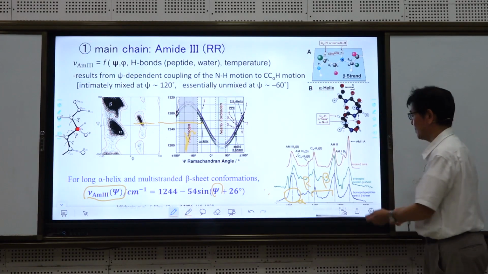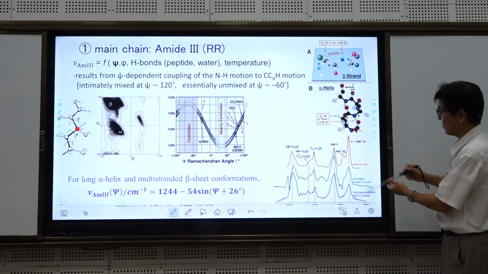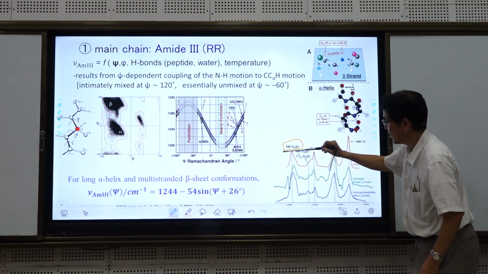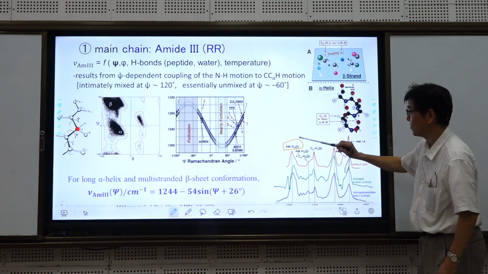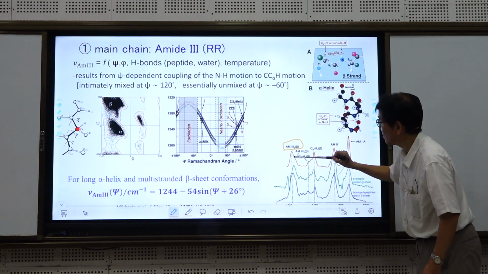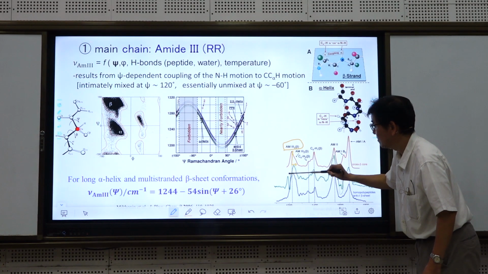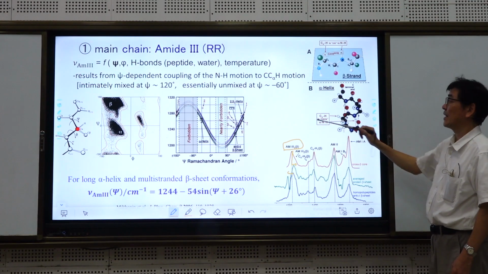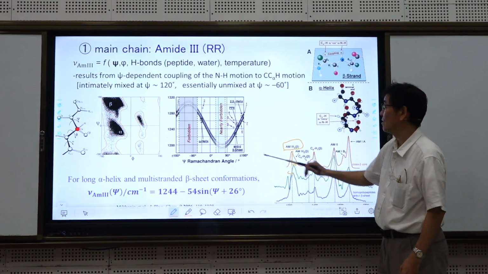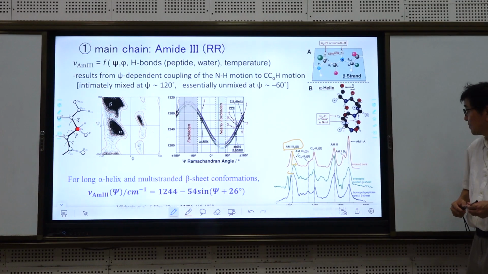So by checking the peak position of the amide 3 band around 1200 or somewhere around here, we can estimate what the dihedral angle of each protein is. Okay.